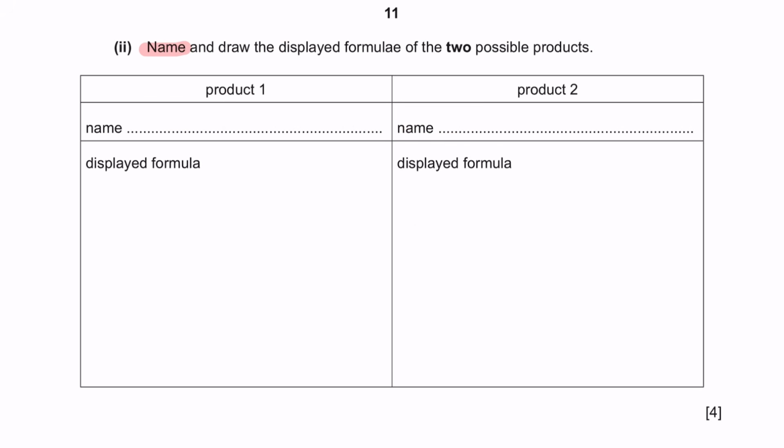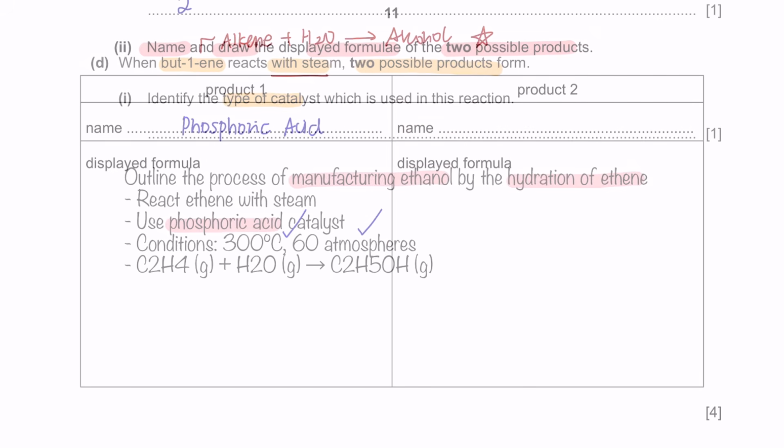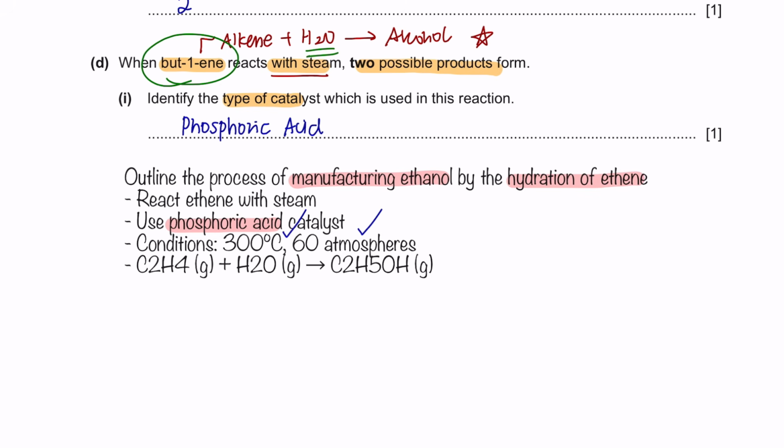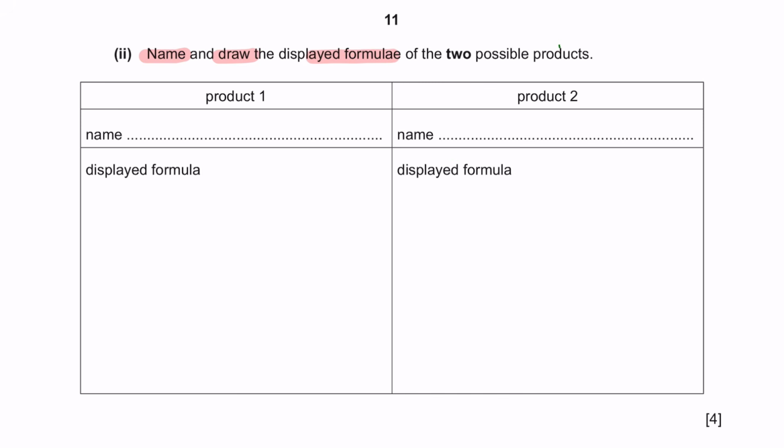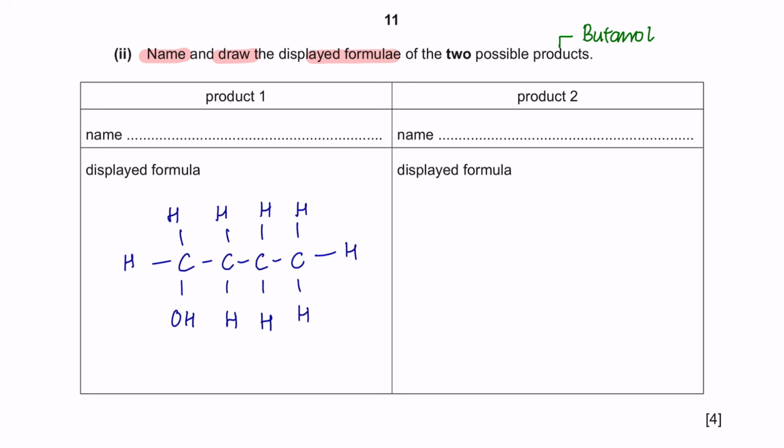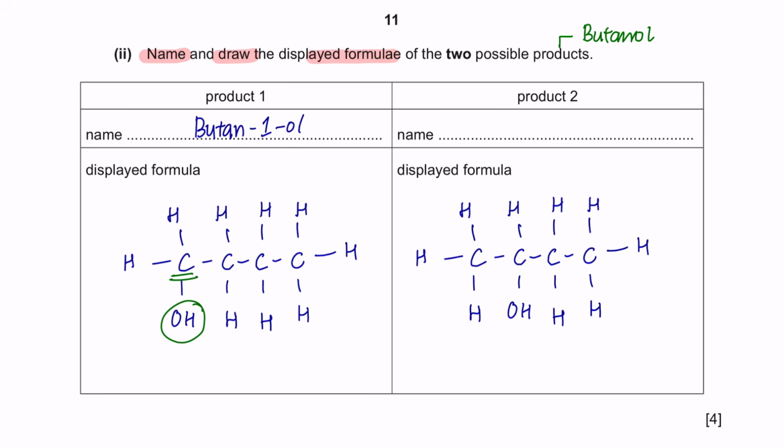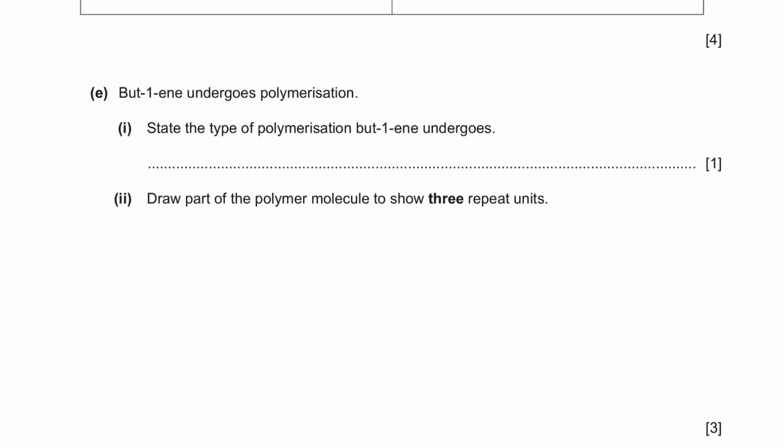Part 3. Name and draw the displayed formula of the two possible products. When butene reacts with water, it will form butanol. So the product here is butanol. Butanol consists of 4 carbon atoms and 1 alcohol group. The alcohol group here is placed on the first carbon, so it will be named butan-1-ol. And another way of drawing it is by placing the alcohol on the second carbon, so it will be named butan-2-ol.